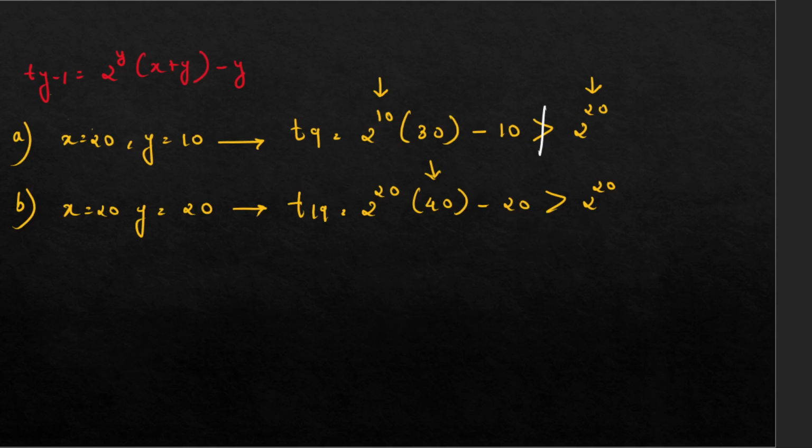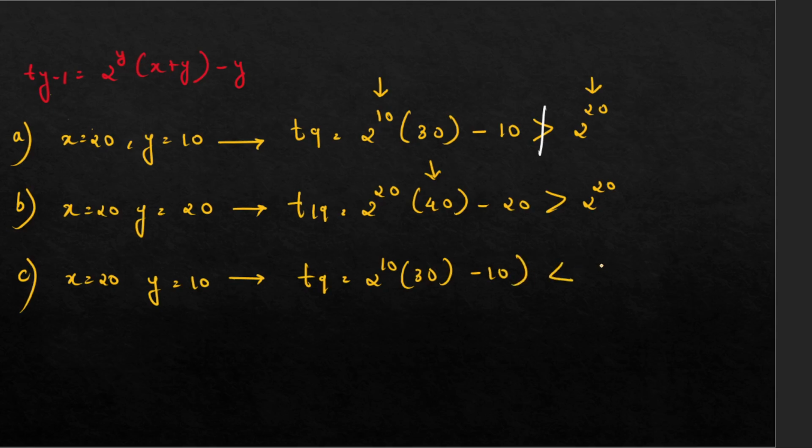Now let's verify similarly for option C. For option C, x equals 20, y equals 10, okay? So it will be t 9, which is 2 to the power 10 into 30 minus 10, which is smaller than 2 to the power 10. So can we say that it is smaller? Absolutely not. Why? Because here itself we are multiplying by 30. So this option is also wrong. After that, let's see option D.